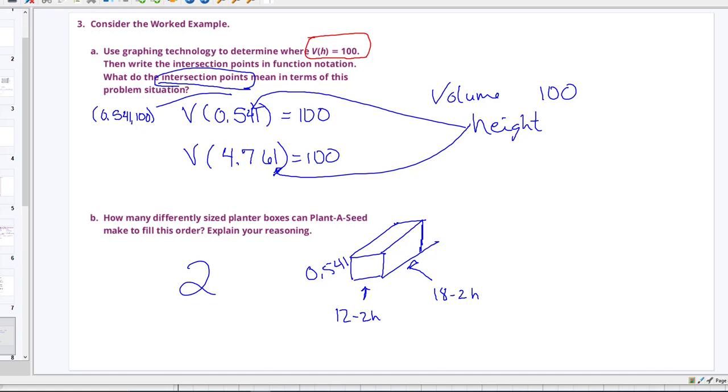Sorry, I was going farther in this question than we needed to go, but we'll be looking at this scenario. And so we'll be looking at one that's only a half an inch deep. And then there's another one that's 4.761 deep.